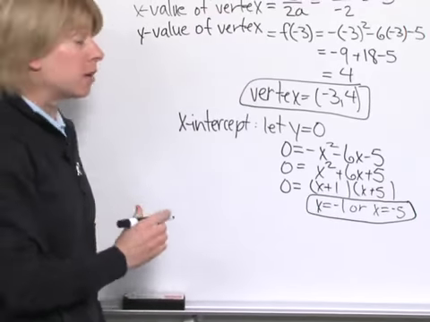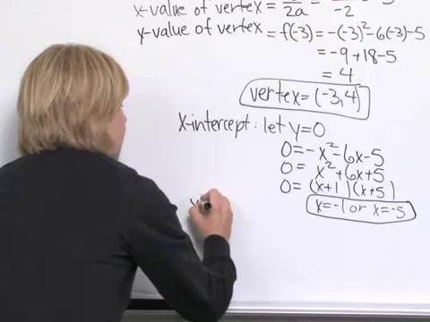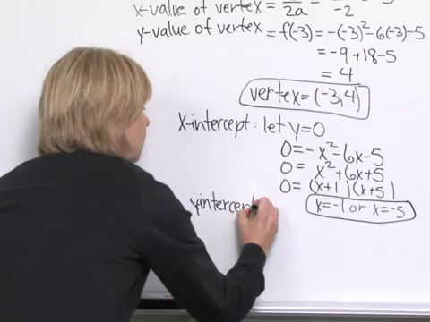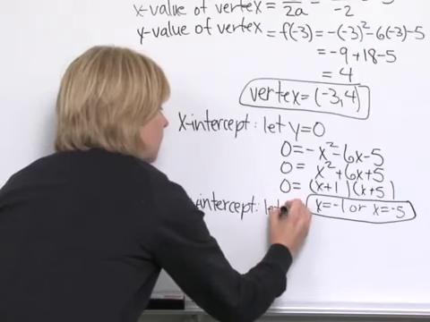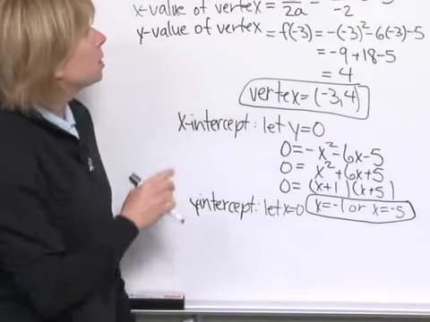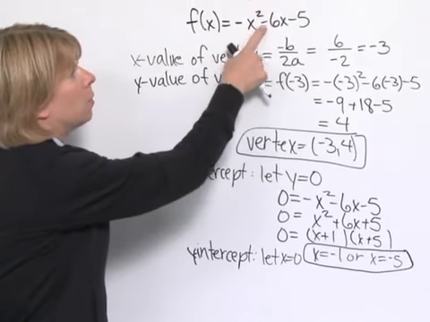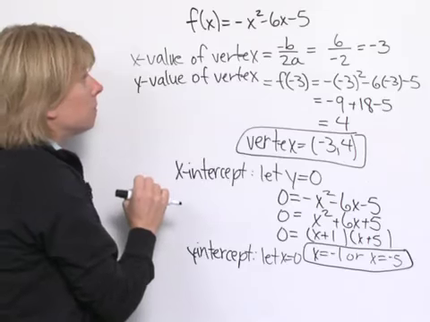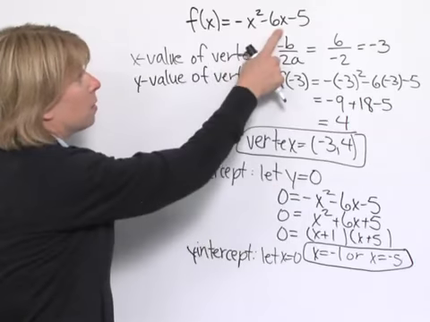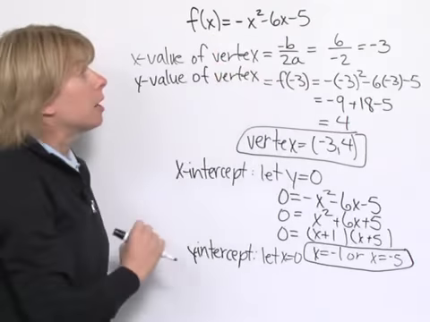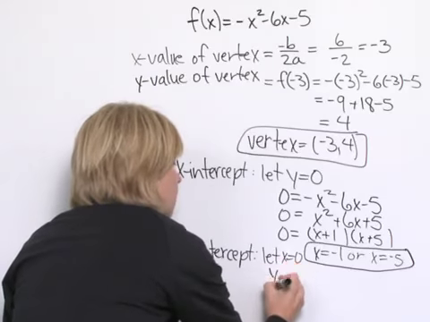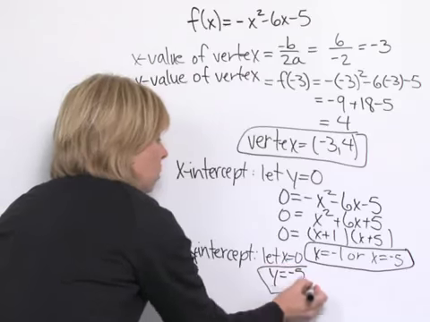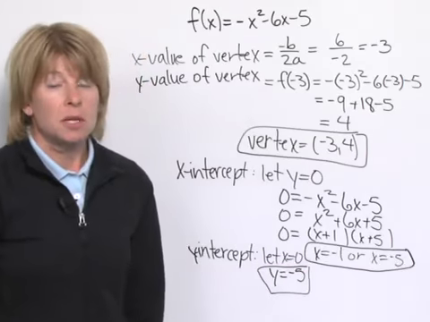And the last thing to do is find the y-intercept. And we do that by letting x equal 0. And we can see pretty easily, if we let x be 0, we get 0 minus 0, and then minus 5. So letting x be 0, we find that the value of the function, or the y value, is negative 5. So there's our y-intercept. Now we'll construct the graph.